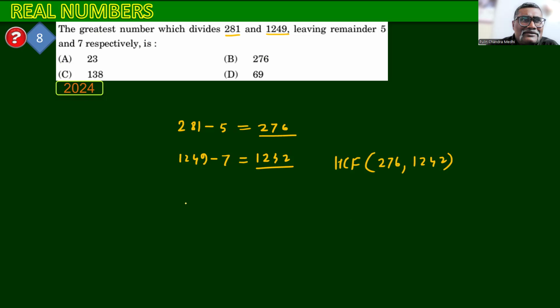For doing the HCF, let me just leave this for you. Of course, I'm not identifying which is the correct answer for you, but I leave this for you. You can do the HCF and identify it here. The background concept is that you have to find the HCF after subtracting the two remainders from the given numbers. Do it.